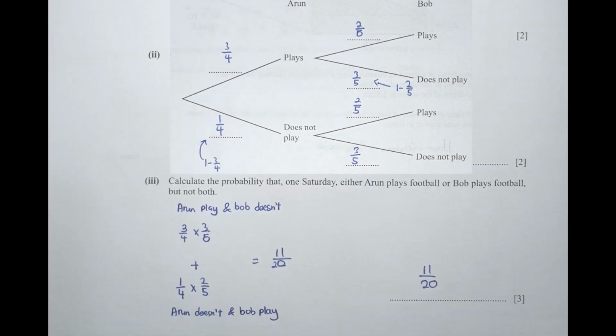Now calculate the probability that on Saturday either Arun plays or Bob plays, but not both. So you have two scenarios here: one is Arun plays and Bob doesn't, and the other is Arun doesn't and Bob plays. Add these two scenarios up, and you should get 11/20, and that will be your final answer.